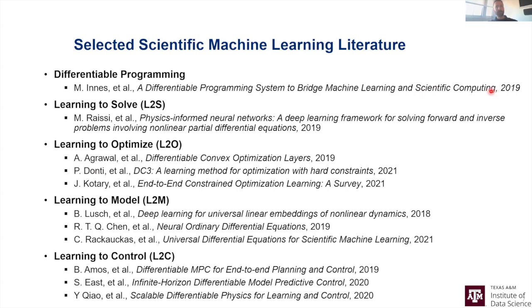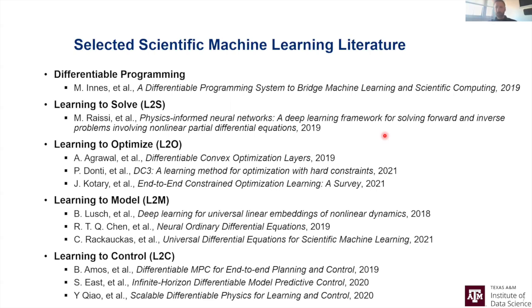vision behind gradient-based optimization and its use to design and optimize engineering systems. Learning to solve through physics-informed neural networks is a very famous paper that I will go over also in examples, that allows us to solve partial differential equations. Learning to optimize are methods for integrating constraint optimization solvers in deep learning to satisfy all sorts of constraints that are occurring in operations research applications.